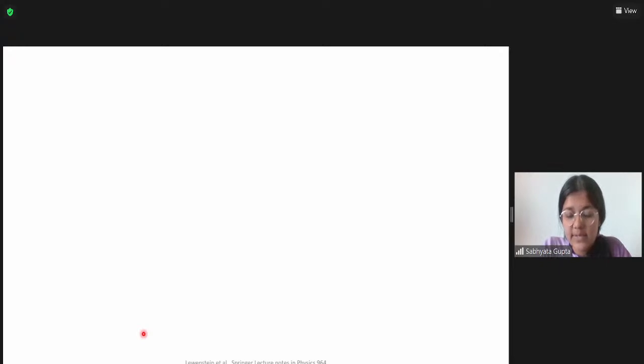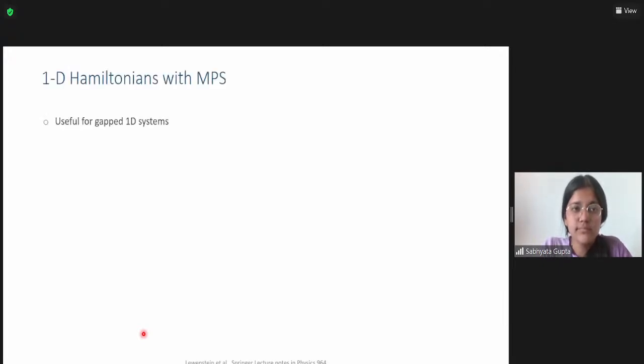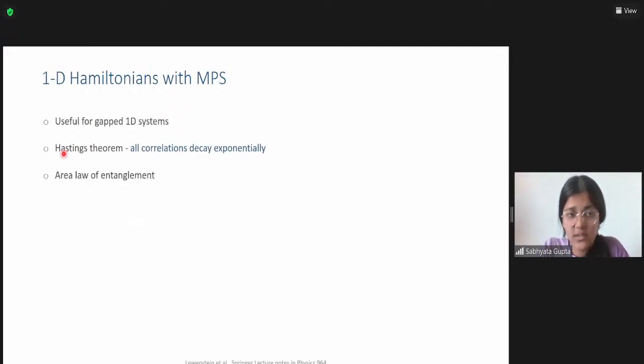Now MPS is an effective way of encoding a many-body system, especially for one-dimensional Hamiltonians. It is useful for gapped one-dimensional systems. A gapped one-dimensional system is one in which there are no degenerate states, and there is a lot of difference between the ground state and the excited state. There are theorems that prove why the matrix product state captures the physics of one-dimensional gapped systems. It is given by the Hastings theorem and the area law of entanglement.